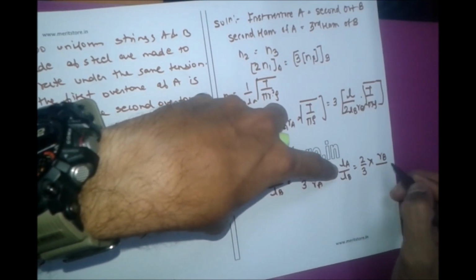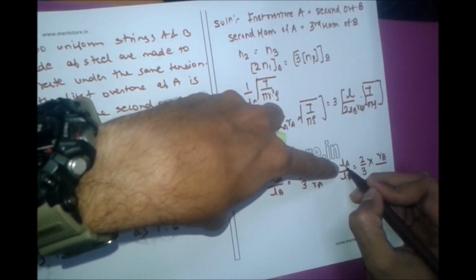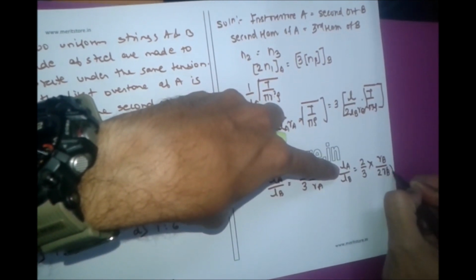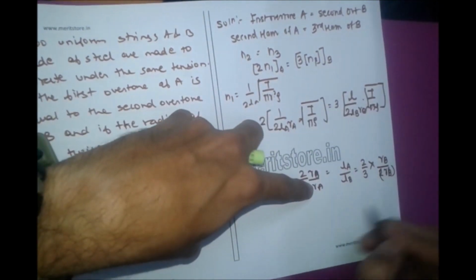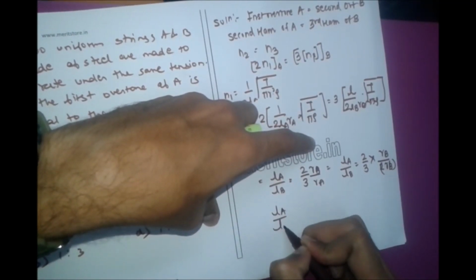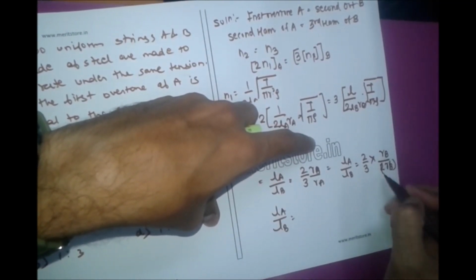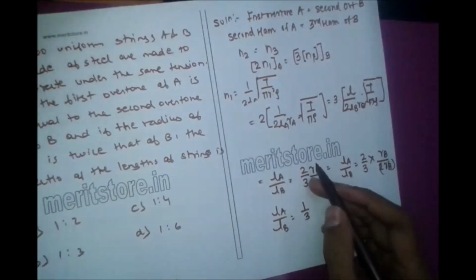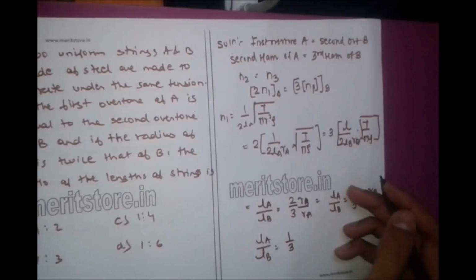So R_A is given to be twice that of R_B, so R_B upon R_A, where R_A equals twice R_B. After solving, R_B gets cancelled, 2 gets cancelled, and we get the ratio L_A:L_B to be 1:3. So your correct option is B, 1:3.